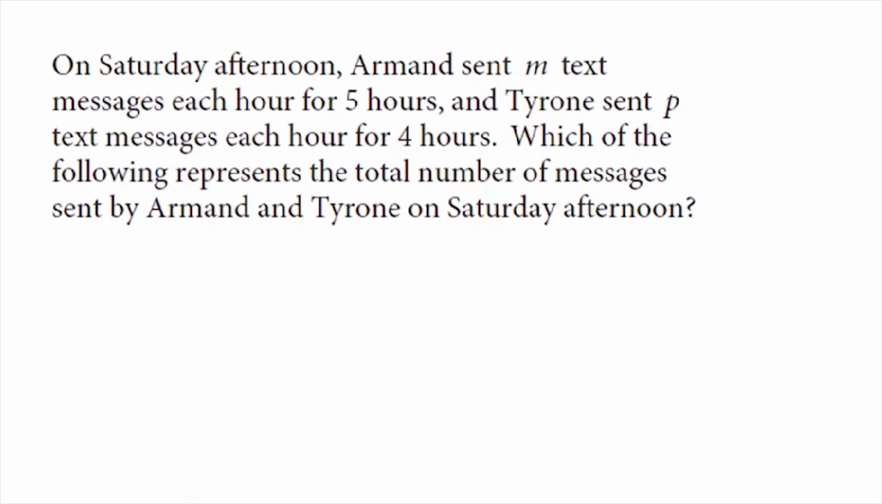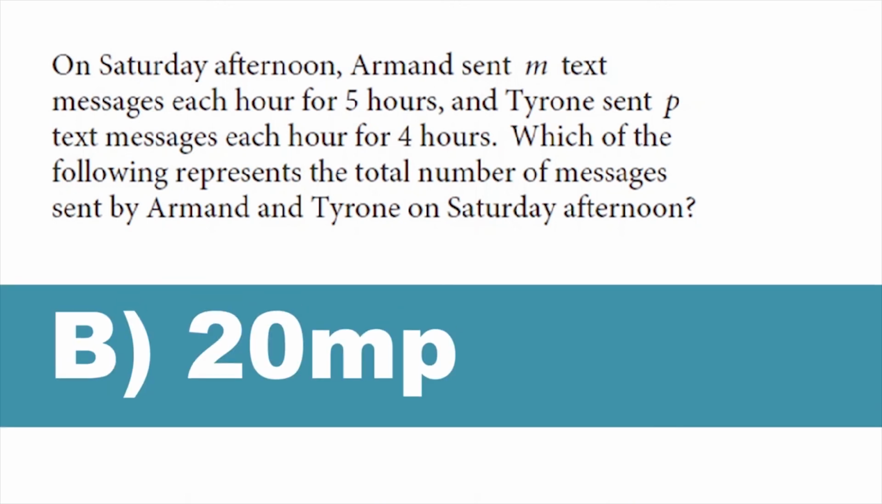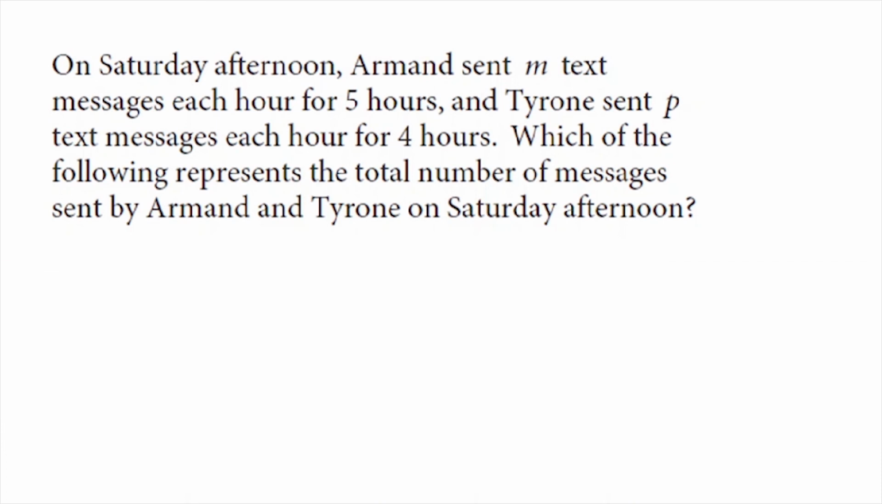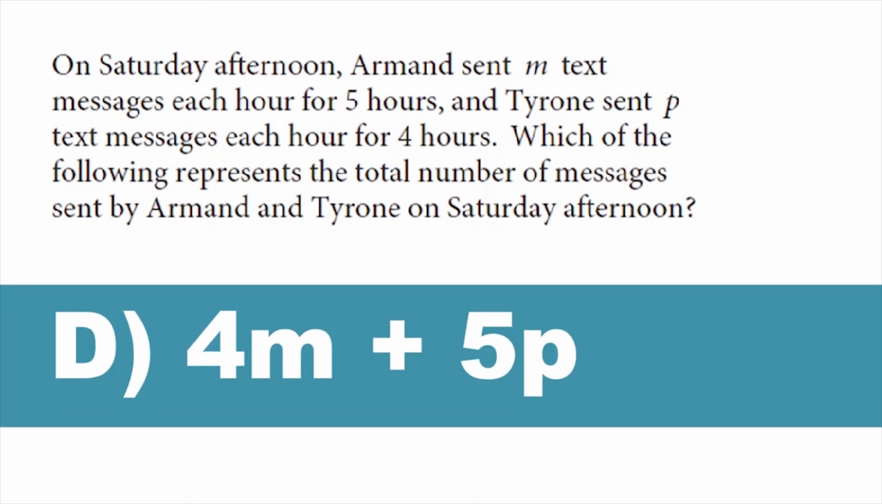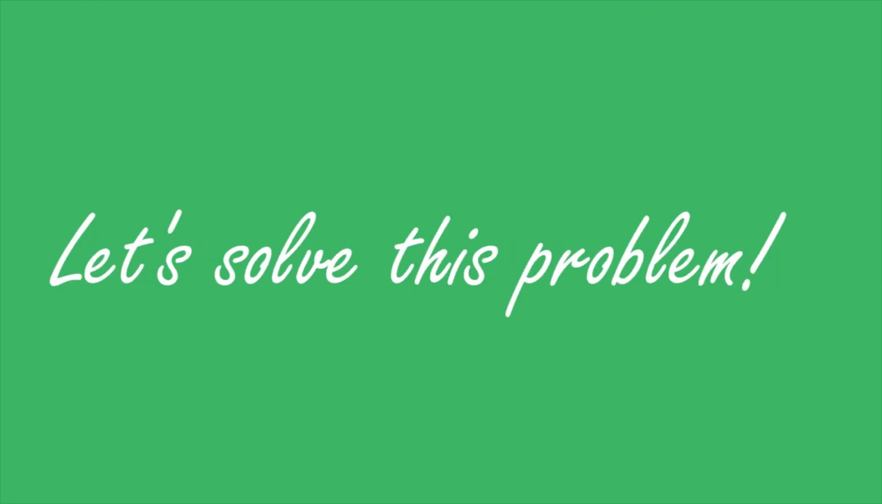On Saturday afternoon, Armand sent M text messages each hour for 5 hours, and Tyrone sent P text messages each hour for 4 hours. Which of the following represents the total number of messages sent by Armand and Tyrone on Saturday afternoon? Is it A, 9MP, B, 20MP, C, 5M plus 4P, or D, 4M plus 5P? Have your answer ready? Let's go ahead and solve this problem.